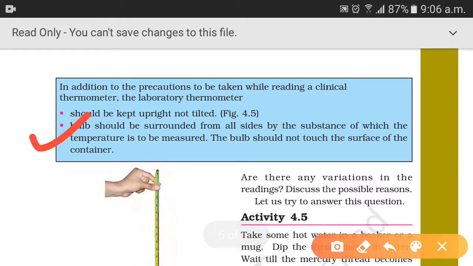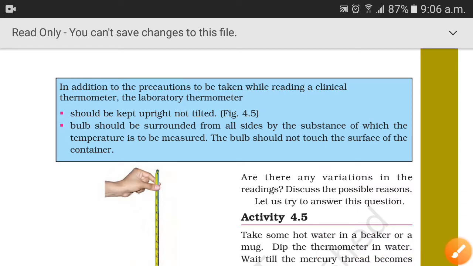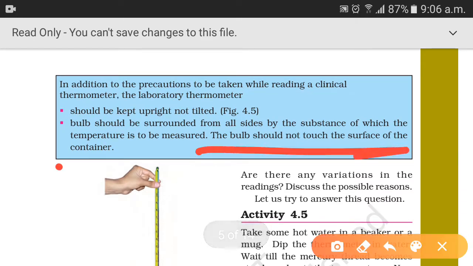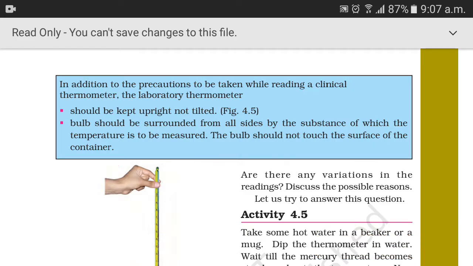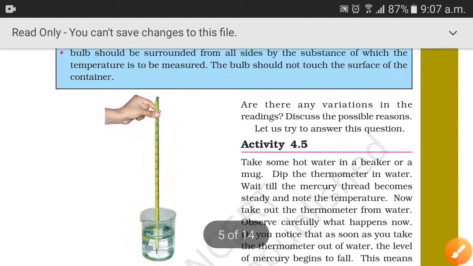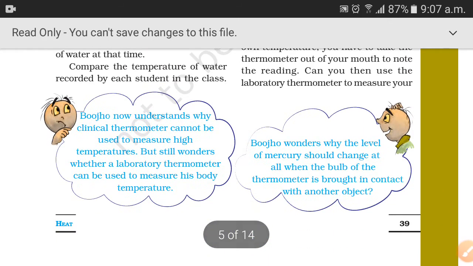Second, the bulb should be surrounded from all sides by the substance whose temperature is to be measured, and the bulb should not touch the surface of the container. Other precautions you can also write: it should be washed before and after use. It should be held in a vertical position, and our eyes should be at the level of the mercury while reading the temperature. So these are some precautions when you use the laboratory thermometer.